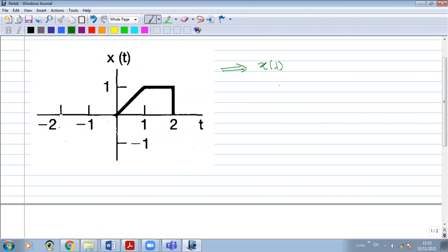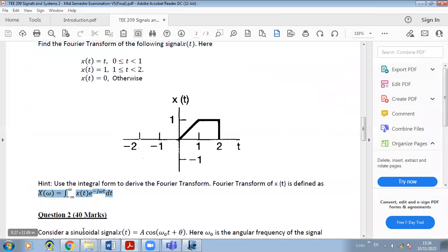Already you know how to find the Fourier transform using the first principle. This is a time domain signal and it will be converted to a frequency domain signal, and it is denoted like this, X(omega). So you have to find this X(omega). We know the relationship: X(omega) is equal to the integral from minus infinity to plus infinity of our time domain signal x(t) into e to the power minus j omega t dt. This is the identity, and in our exam paper, it is given.